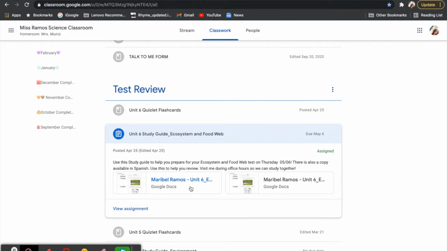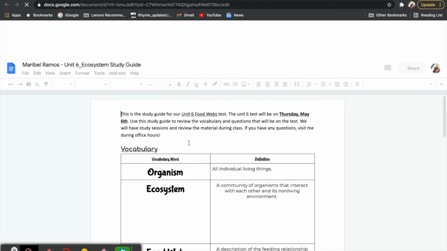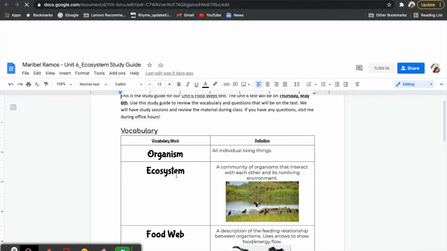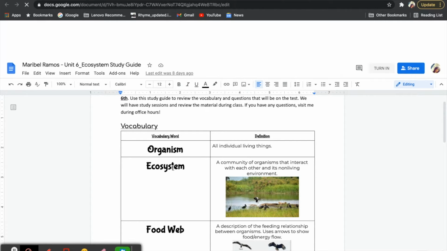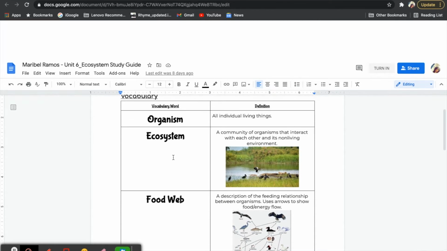There's a version available in Spanish and a version available in English. Let's look at the English version now. So this is the study guide for our Unit 6 Food Webs test. The test will be this Thursday, May 6th. Your job is to review these words so that you know what each of them are once you see them on the test. Let's start out by reviewing what an ecosystem is.